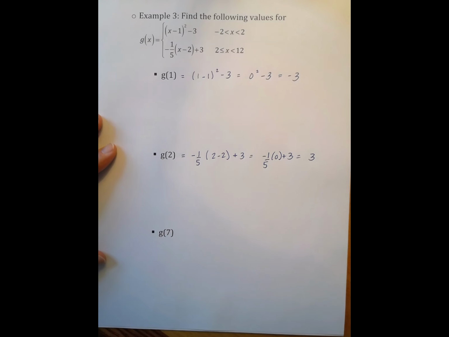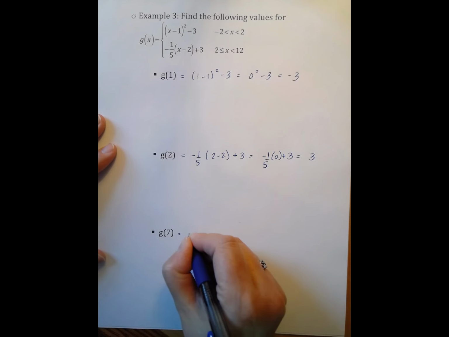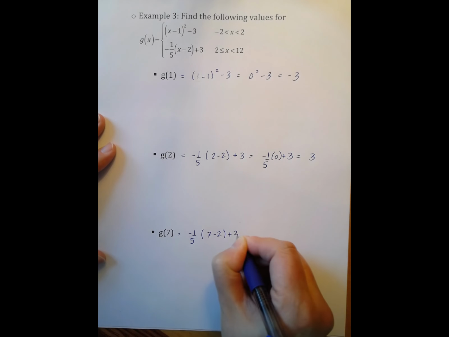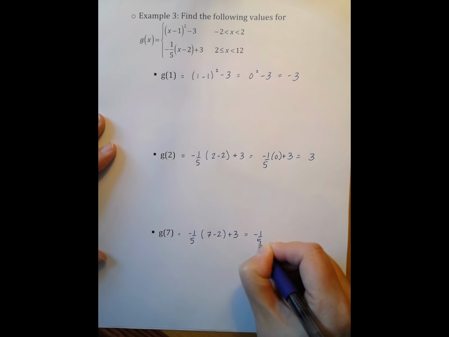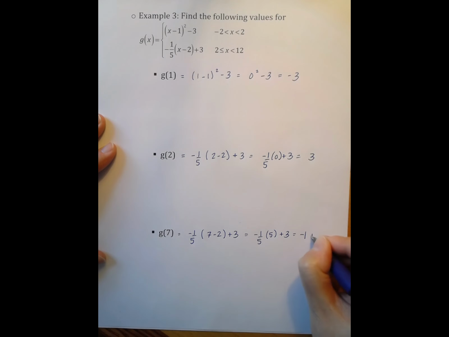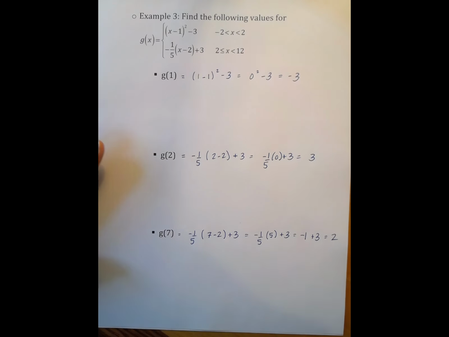And my last example is g of 7. So again, I'm looking and seeing which subdomain 7 sits in. It sits in the second one. So I have -1/5 times 7 minus 2, plus 3, which is -1/5 times 5 plus 3, which is -1 plus 3, which is +2.